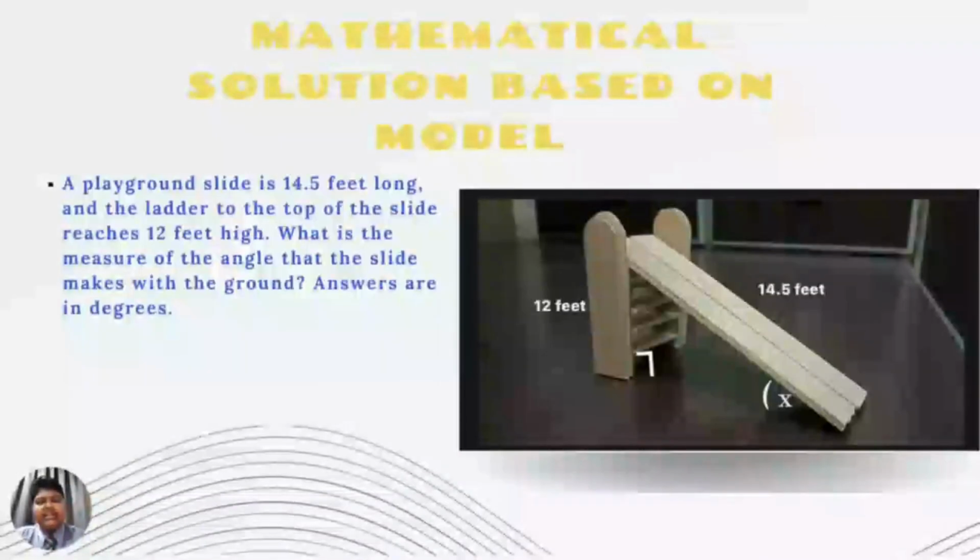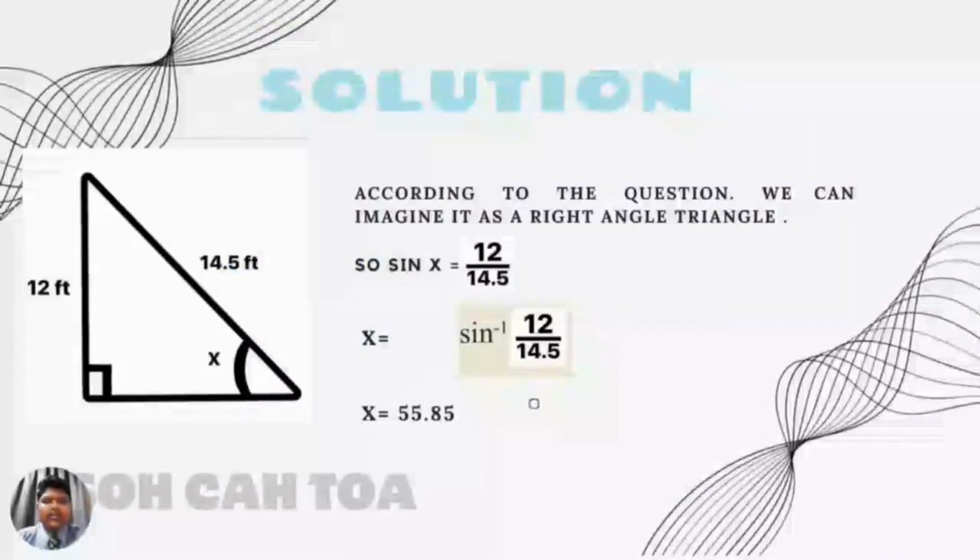So here is a mathematical question based on the model. A playground slide is 14.5 feet long, and the ladder to the top of the slide reaches 12 feet high. What is the measure of the angle that the slide makes with the ground? Answers are in degrees. So according to the triangle, we know and can imagine it as a right angle triangle.